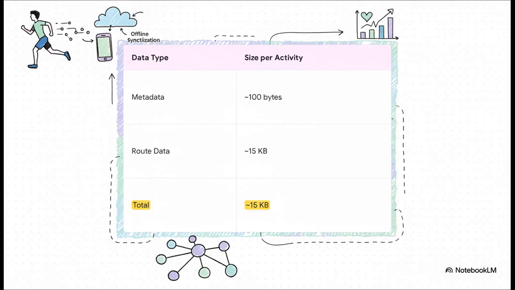And you might be wondering, where in the world is all that data coming from? Well, this table breaks it down. The basic info about the run, the metadata, that's tiny, basically nothing. But the route data, the actual collection of GPS coordinates, oh boy, that's the real killer. For just an average 30-minute run, that's about 15 kilobytes. Now multiply that by millions of users doing billions of activities, and suddenly you're at 0.5 petabyte a year.